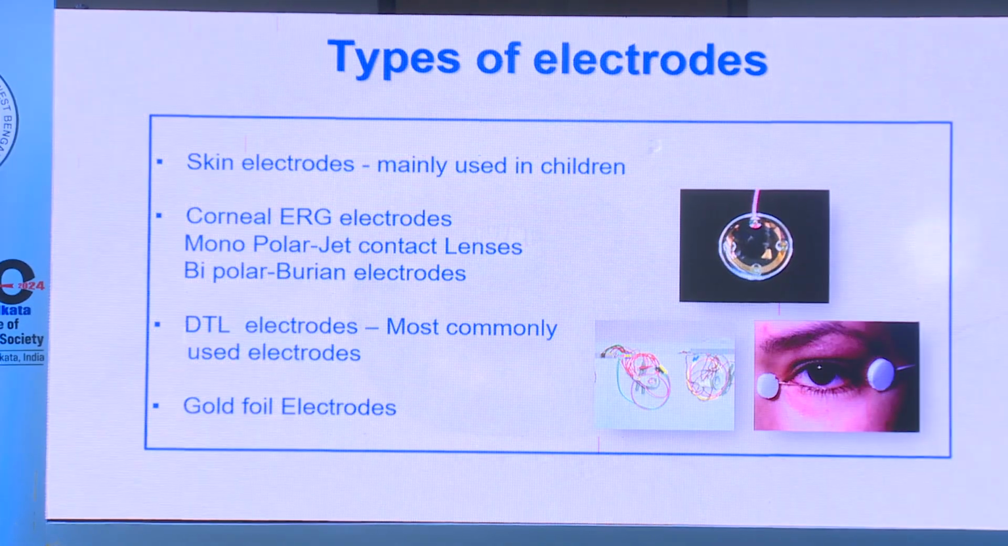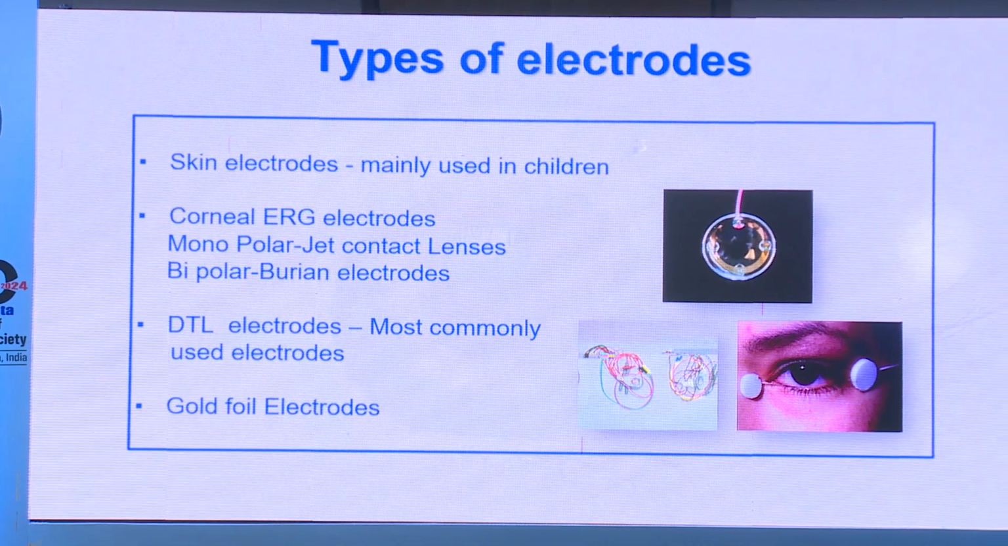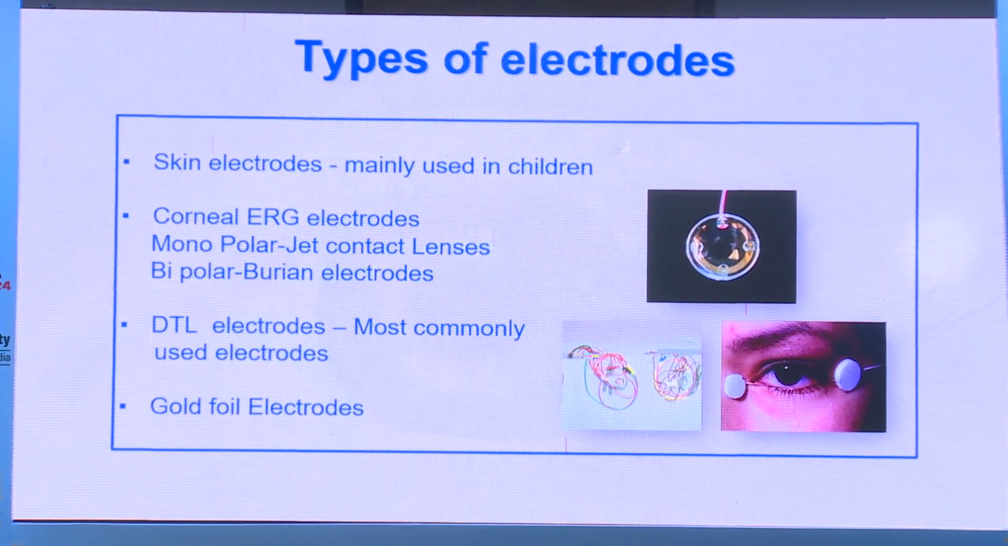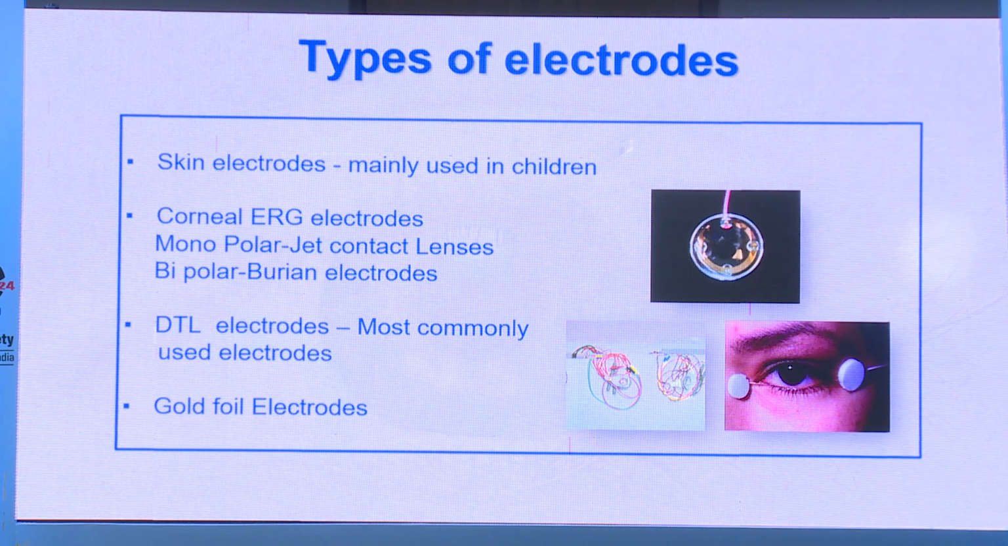Now, the different types of electrodes are skin electrodes, which are mainly used in children, corneal ERG electrode, monopolar, those are jet contact lens electrode, and the bipolar, that was the Burian electrodes. Then we have got the DTL electrodes. This is one of the most commonly used electrodes in the ERG. Finally, the gold foil electrodes. We'll be discussing this at a later stage.